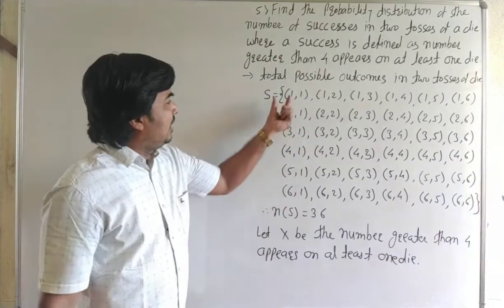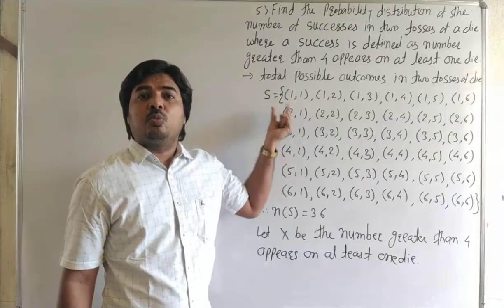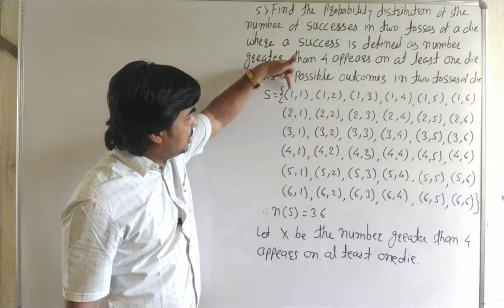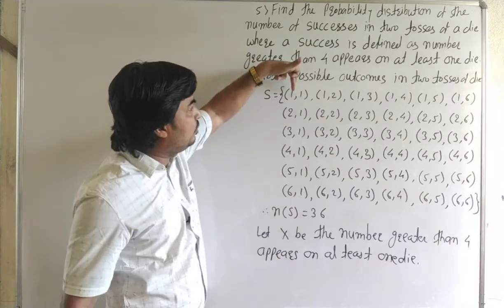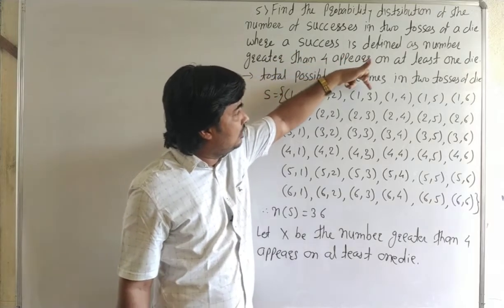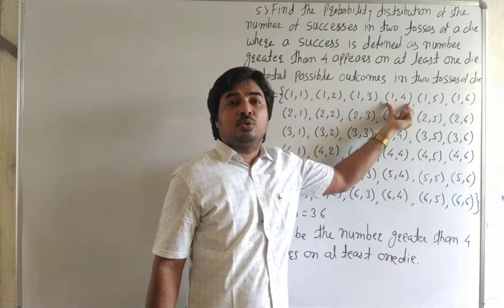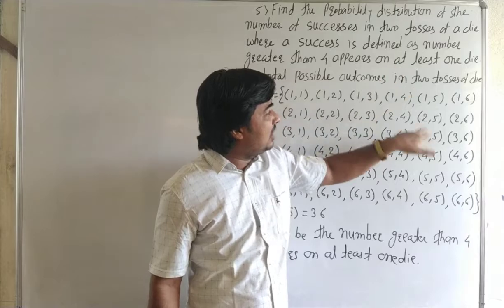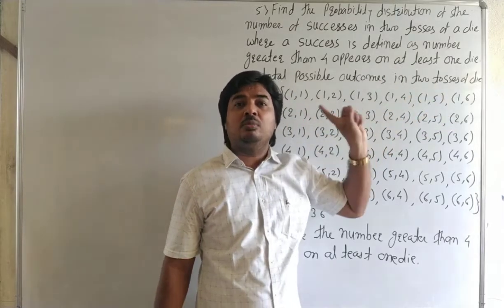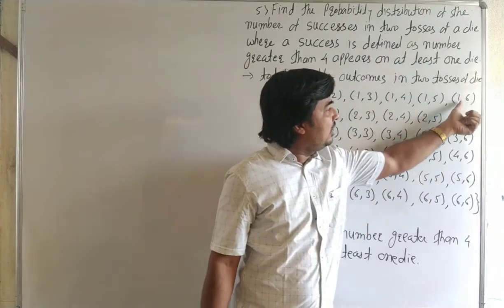Here the first outcome is 1 and 1. So there is no number greater than 4, that is 5 or 6. That means the random variable x takes value 0 for this outcome. Here it is 0 because 1 3 and 1 4 are also numbers less than 4. We want a number greater than 4 on at least one die. Now 1 comma 5 means one number is greater than 4. That means the value of x here is 1, and here it is also 1.